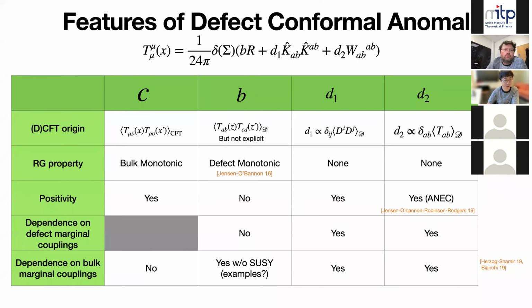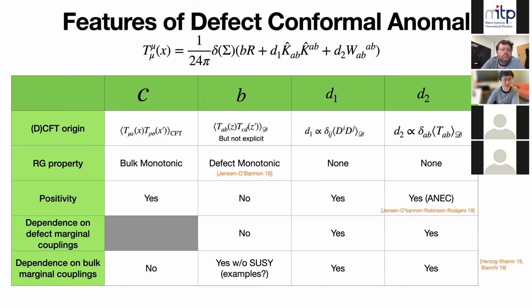And it's also known that B1 is the displacement two-point function. D2, on the other hand, determines the one-point function of the stress tensor in the presence of the defect. I don't have time to explain, but the one-point function of the bulk stress tensor in the presence of a conformal defect is completely determined up to an overall coefficient, and that overall coefficient is proportional to D2.